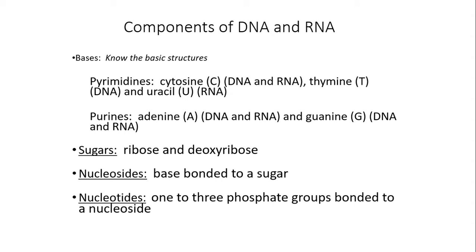Nucleosides. We have one of our bases, whether it's a pyrimidine or a purine, bonded to a sugar. And finally, nucleotides. One to three phosphate groups are bonded to a nucleoside to form that nucleotide. Purines, let's take a step back here. Adenine and guanine, A and G, are found in both RNA and DNA. This is a fusion of a 6-membered ring to a 5-membered ring. So there are 9 total atoms in that ring.